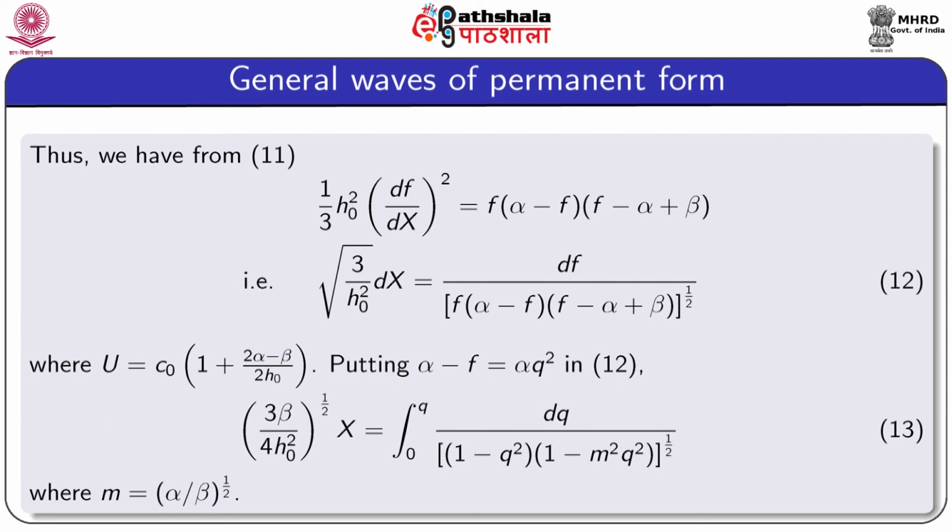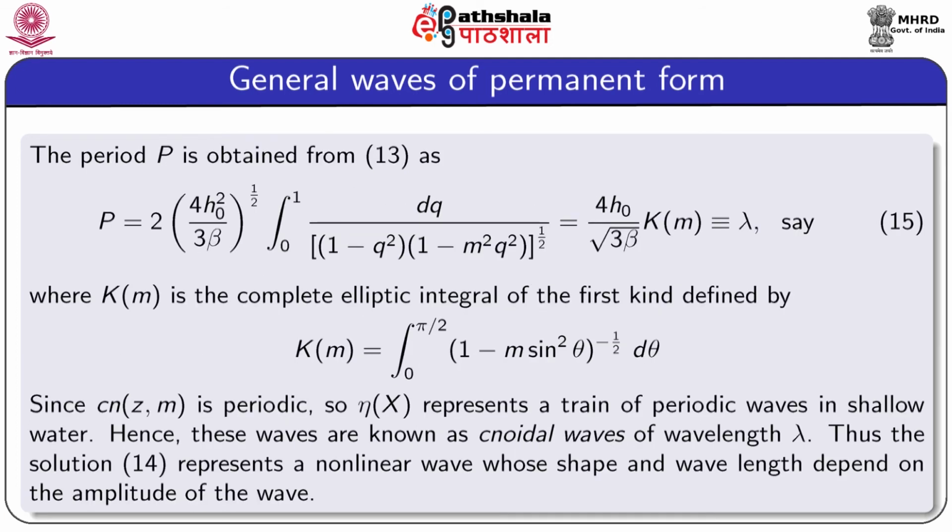From here, we can find the value of the period P, which is written here in equation number 15. Let that period equal lambda, where K(m) is the complete elliptic integral of the first kind, which is defined as K(m) equals the integral from 0 to pi by 2 of 1 minus m sin square theta to the power minus half d theta.